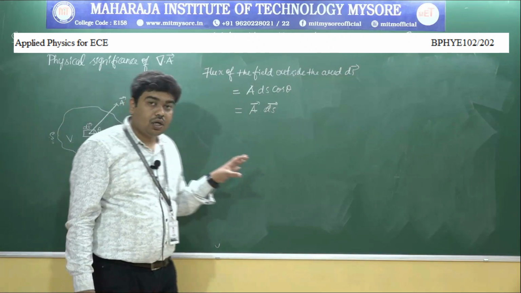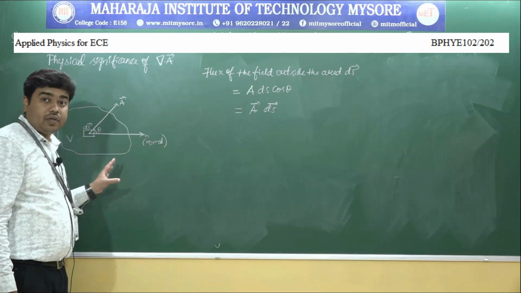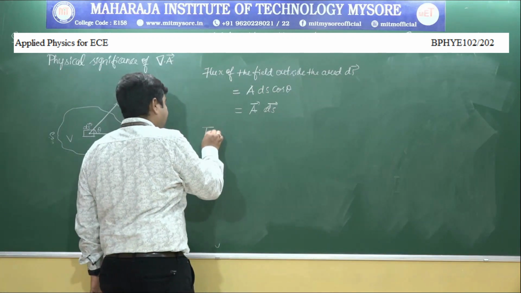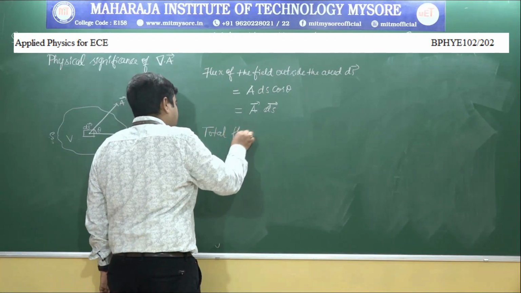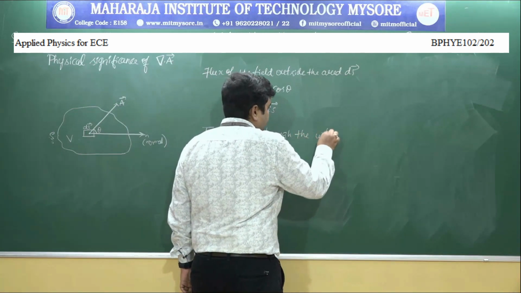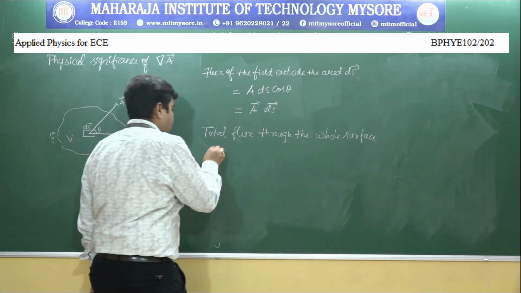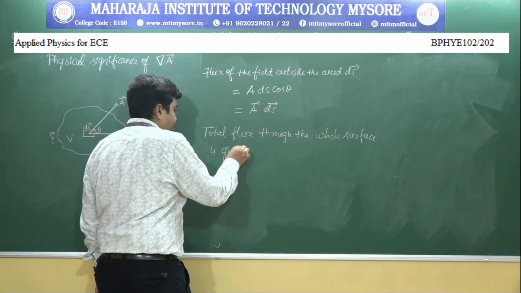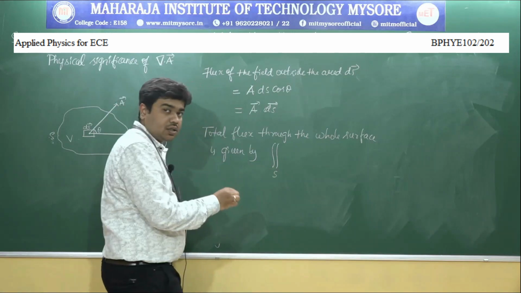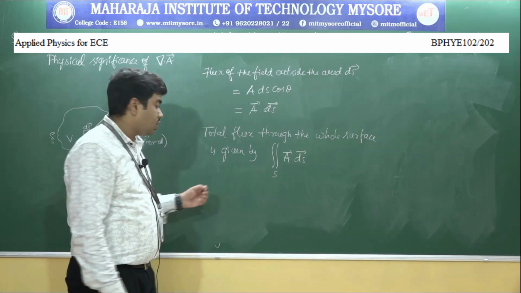Now, this is the flux outside the small elemental surface ds, but we want the flux through the whole surface S. So the total flux through the whole surface is given by the double integral over surface S of vector A dot ds.